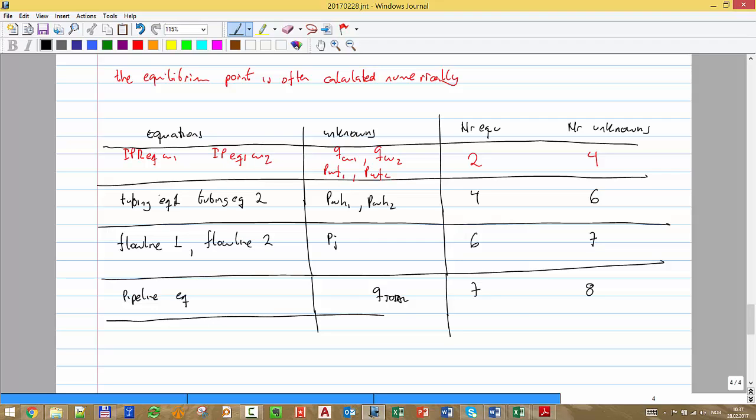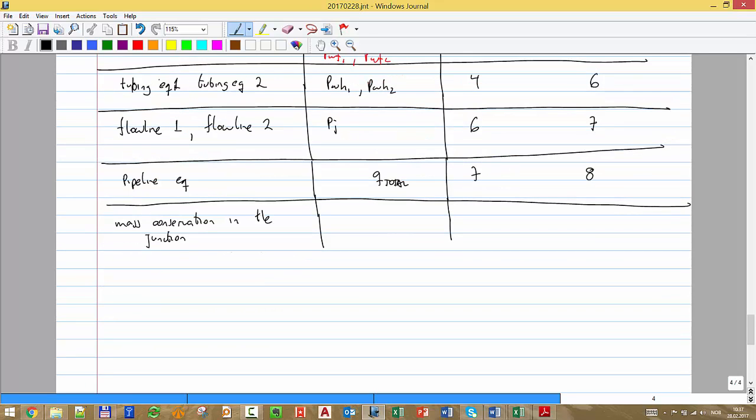And lastly, what is the equation that we are missing? Mass conservation in the junction, that means Q total equals Q1 plus Q2. Then I'm adding no more unknowns, 8 and 8. Okay, I can solve the system of equations.